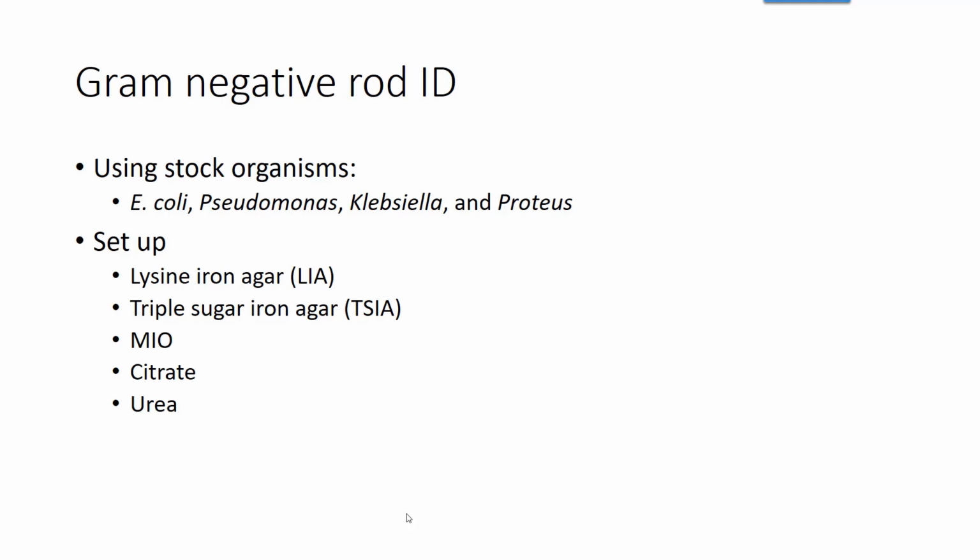The MIO, the citrate, and the urea are all on your biochem reaction A sheet. And then I do have an oxidase test that I don't set up in a tube, because it's a non-tube test that we can set up. That's also for your biochem reaction A.